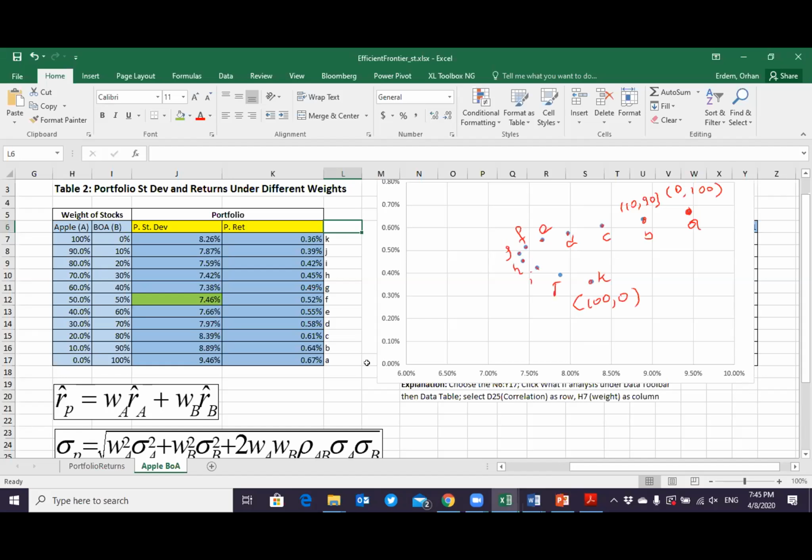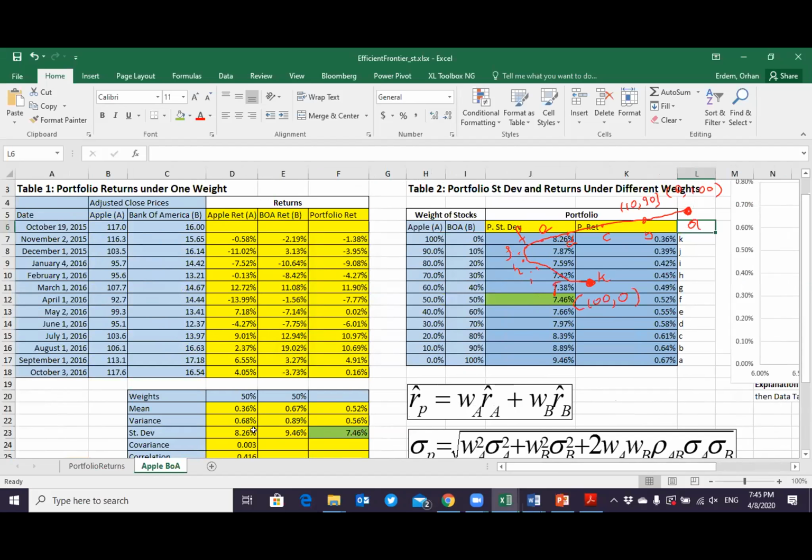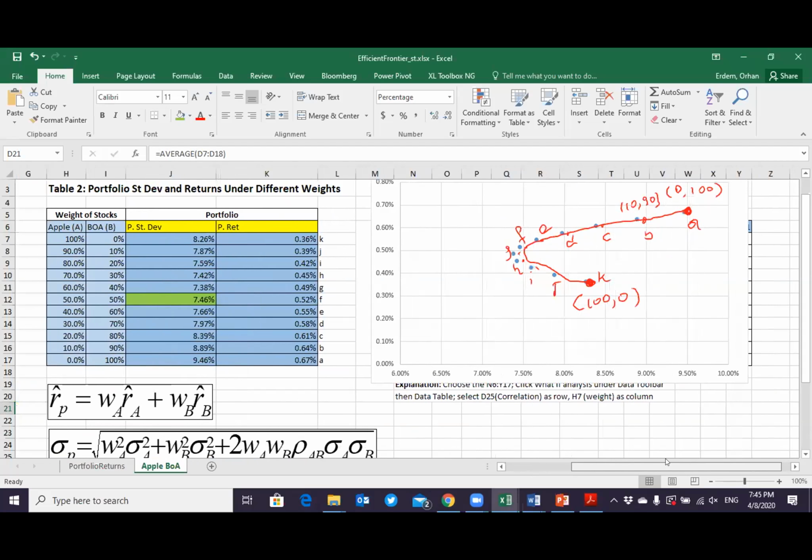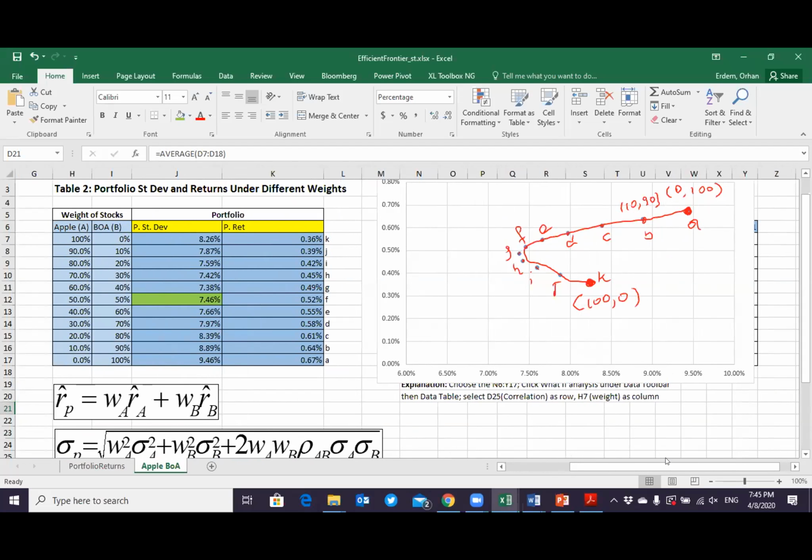Does it look ugly? So maybe I should just write this down. These are the points. So this is 100% in Bank of America. This is 100% in Apple. So let's go back to Apple once again. Apple's standard deviation was 8.26% with a 0.36% mean. So when you go back to your graph, this is 8 point something, which is 8.26 risk, and this was 0.3 something return. So this is Apple itself.